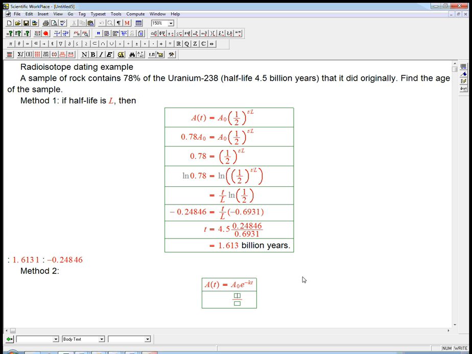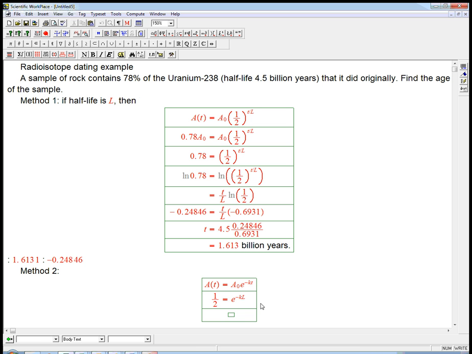Just a real quick review. The half-life means that the decay factor, notice this guy is the decay factor, it's the amount by which it decays. When the decay factor is 1/2, that's when T is equal to L. Okay, so let's solve that for K.